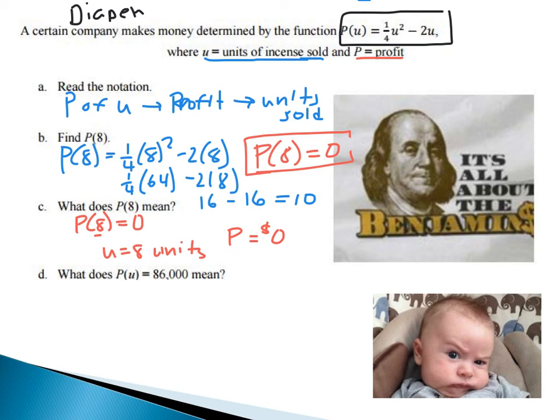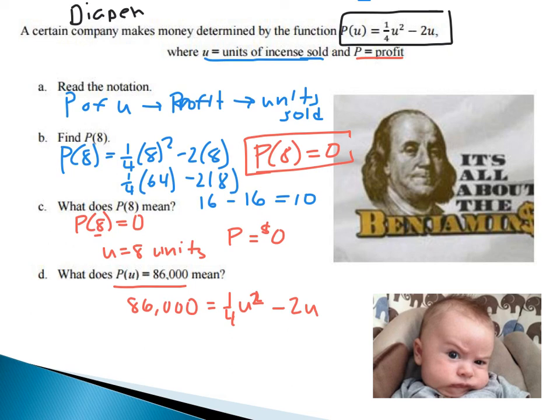Now let's say I give you this. What does P of U equals 86,000 mean? Well, in my function, I would have to say 86,000 equals 1/4 U squared minus 2U. Now you look at this, how the heck do you solve this? I don't expect you to be able to solve this. This is beyond what we know right now.